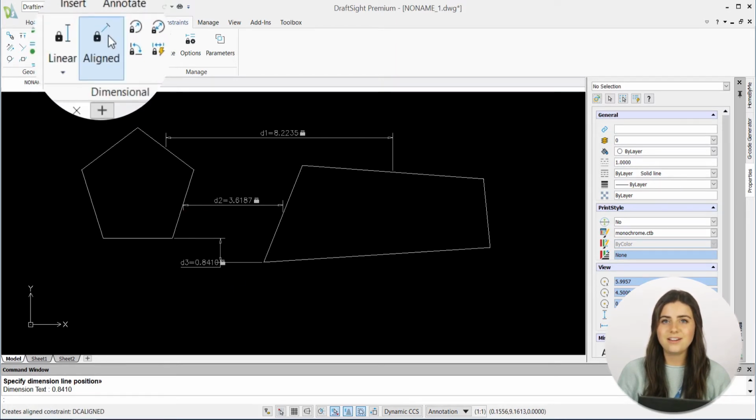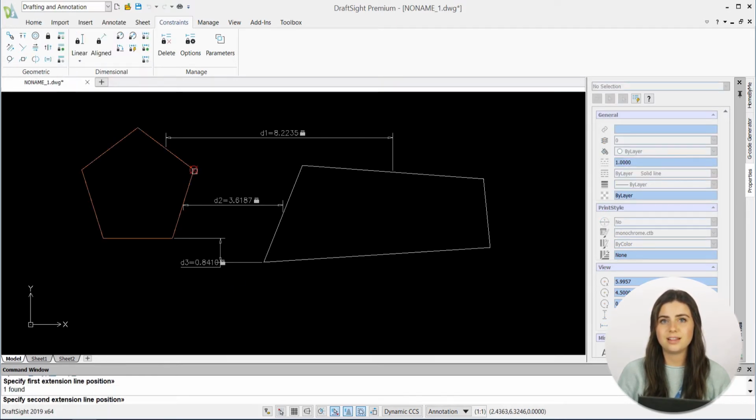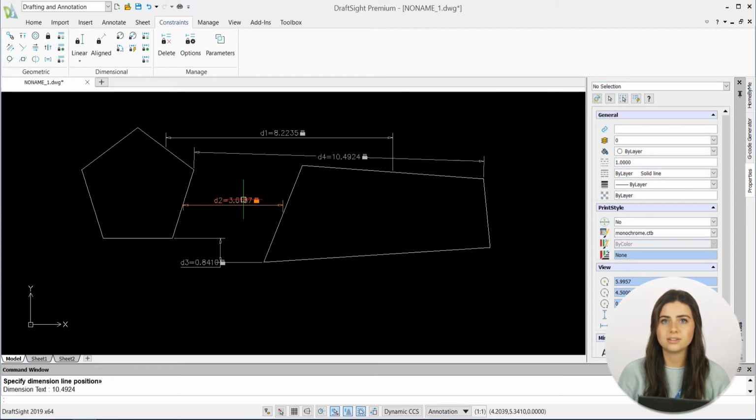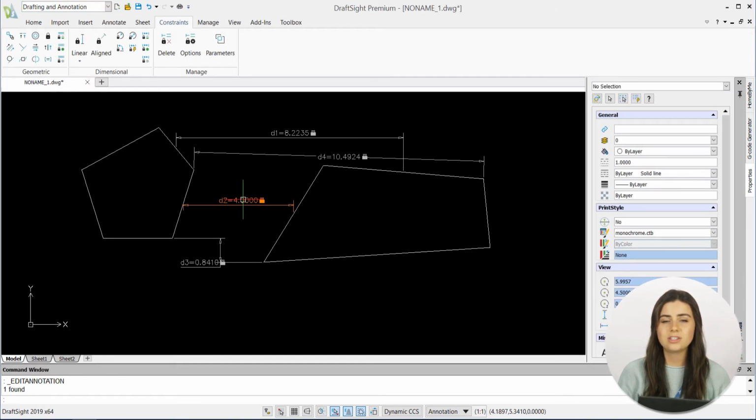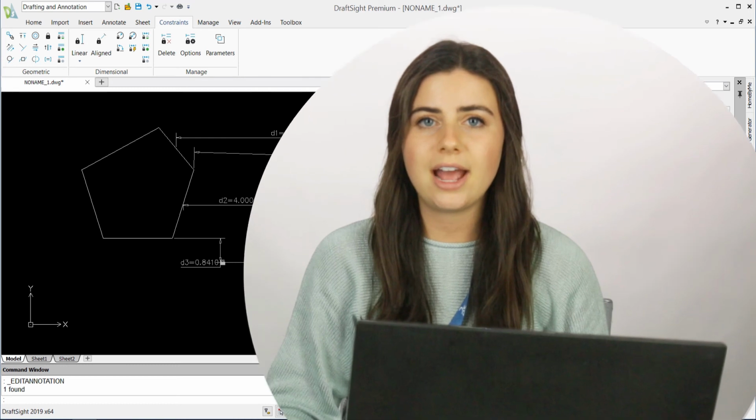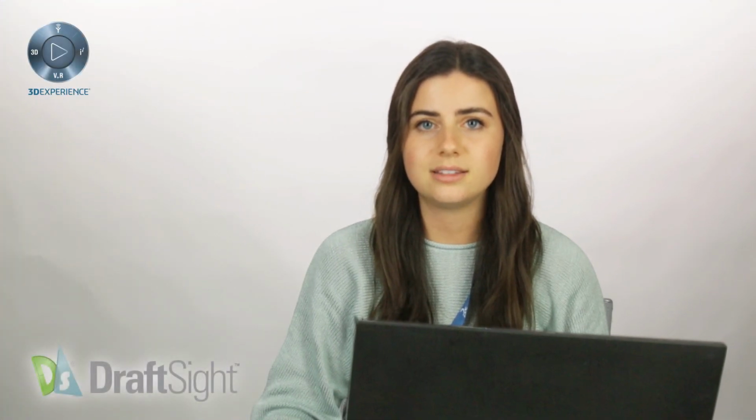Finally, the align feature inserts a distance dimension that's not strictly vertical or horizontal between two midpoints or angles and maintains that distance between them. Keep in mind that after selecting these icons, DraftSight asks you to specify whether your dimensional constraints adhere to points, lines, or entities.